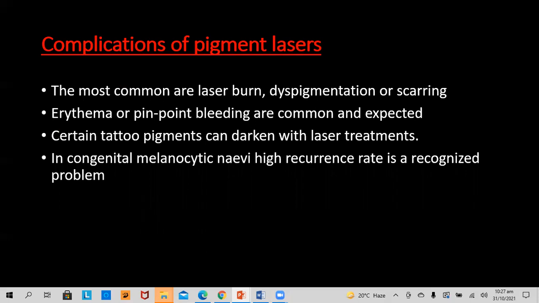A few complications of treatment of pigmentary lesions with lasers. The most common is the laser burn, dyspigmentation, or scarring. Dyspigmentation includes both hyper and hypopigmentation. Erythema or pinpoint bleeding are common and expected, and they resolve in a couple of days. Certain tattoo pigmentation can even get darker with laser treatment. In congenital melanocytic nevi, high recurrence rate is a recognized problem because something is definitely left even after the laser treatment.